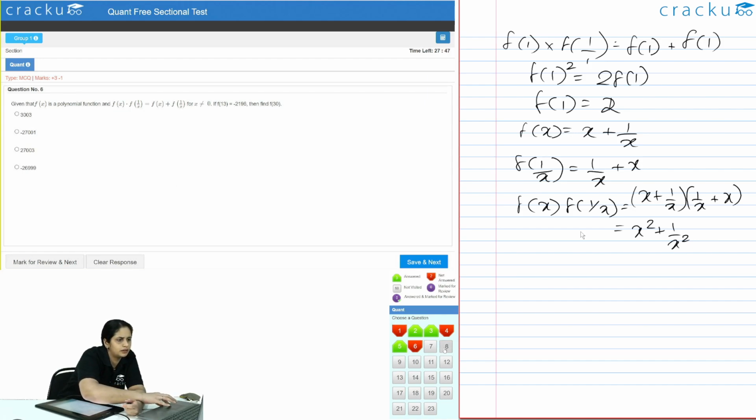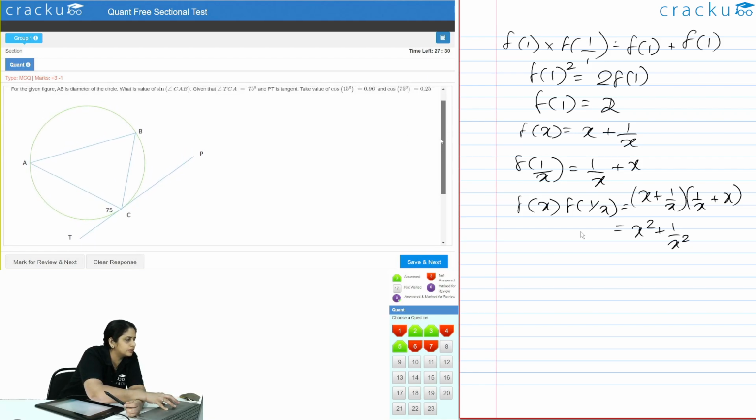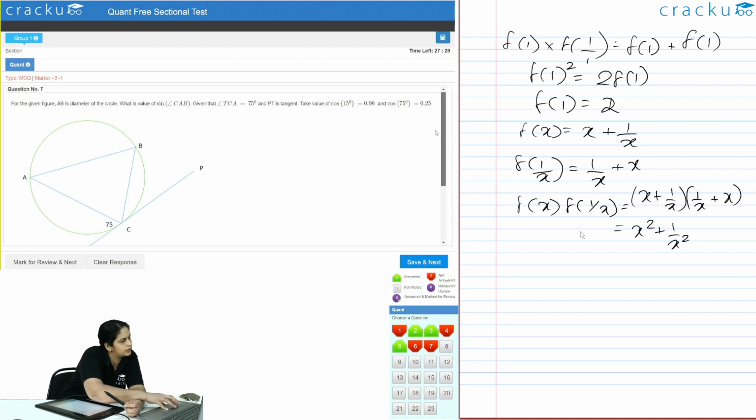This seems on the harder side. For the given figure, AB is the diameter of the circle. What is the value of sine CAB, given that TCA is equal to, okay, where is T? And PT is the tangent. Okay, TCA is equal to 75 degrees. So CBA will be equal to 75 degrees, and PT is the tangent. So this is 75, this is 90. So that would mean that this is 15.